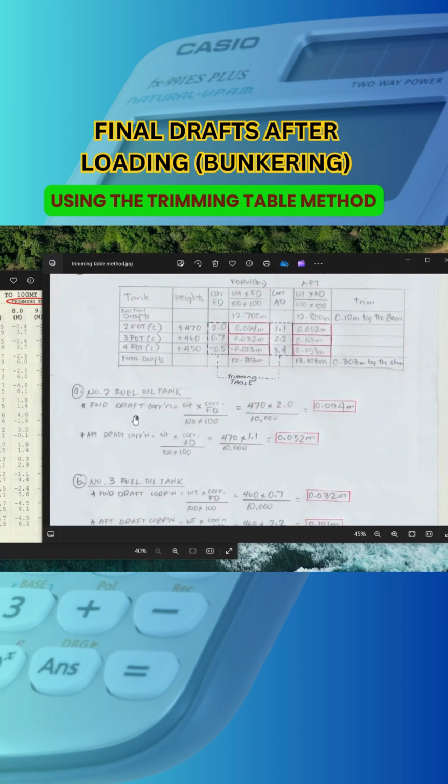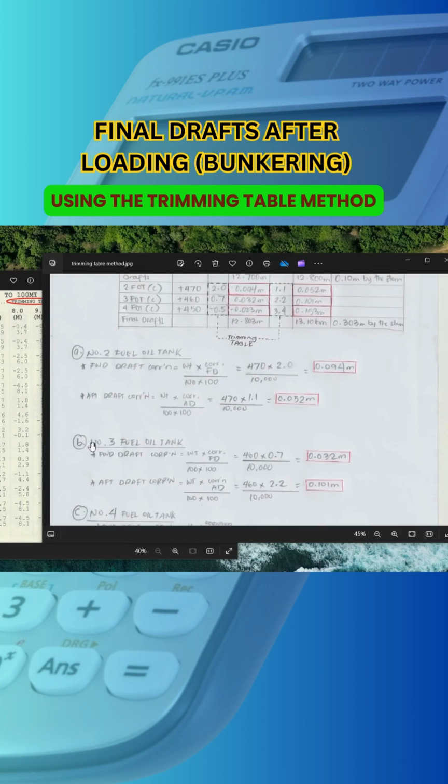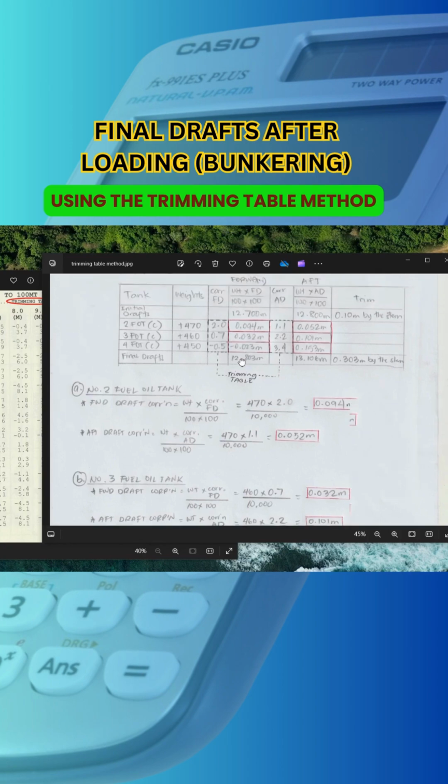So what's the computation here? Forward draft correction, weight 470 times forward correction 2.0 divided by 10,000 equals 0.094. You put it here. Aft draft correction, weight times aft correction, 470 times 1.1 divided by 10k, 0.052. You put it here on the number 2 fuel oil tank. Same goes with number 3 fuel oil tank, forward draft correction, 460 times 0.7 divided by 10k. The answer is 0.032.